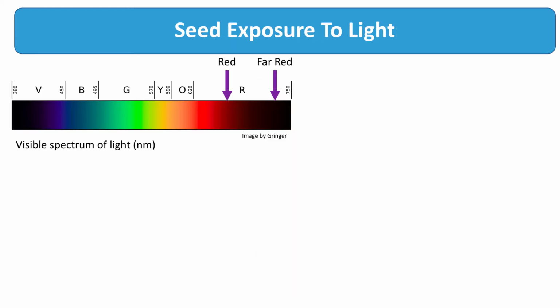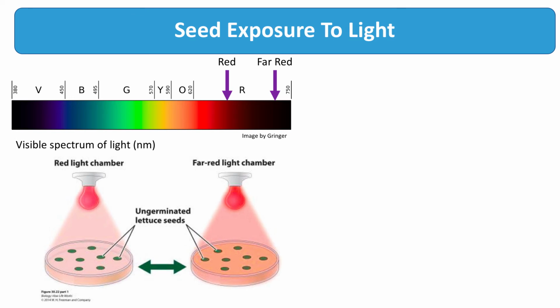Let's start with this figure of the visible light spectrum. Far red light is at the end of the visible light spectrum and is not used by plants for photosynthesis. The shorter wavelength red light, on the other hand, is an important type of light for photosynthesis. In experiments in the 1950s, lettuce seed germination was found to be stimulated by exposure to red light.